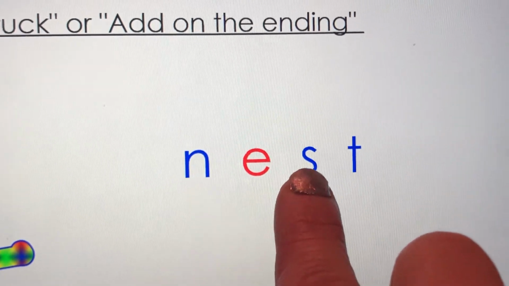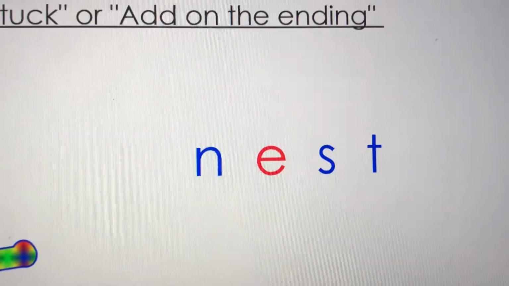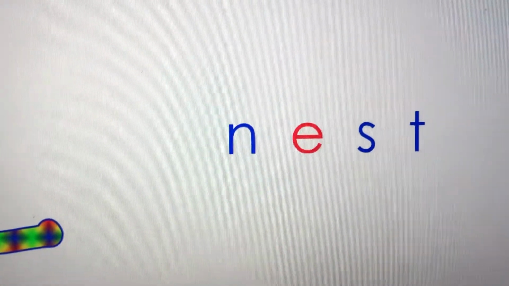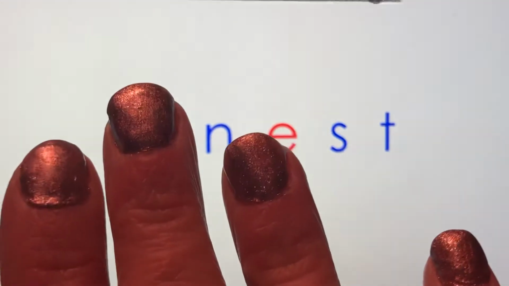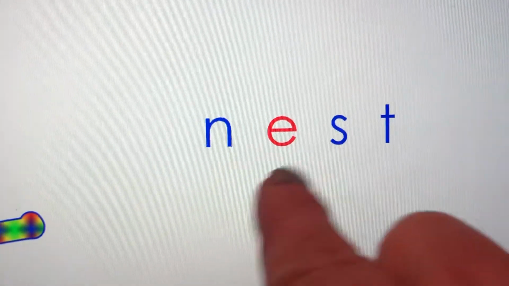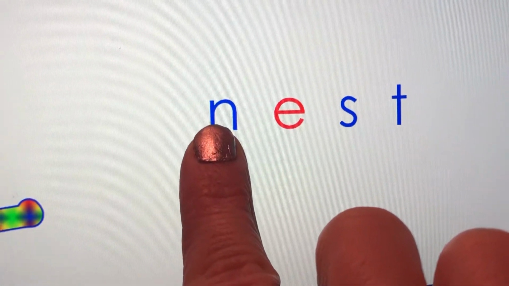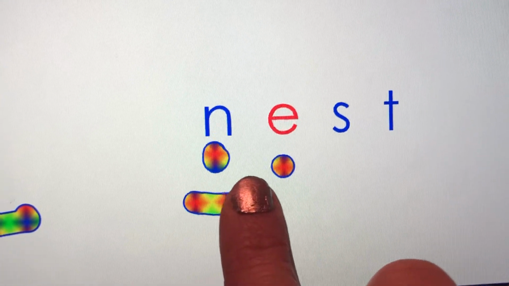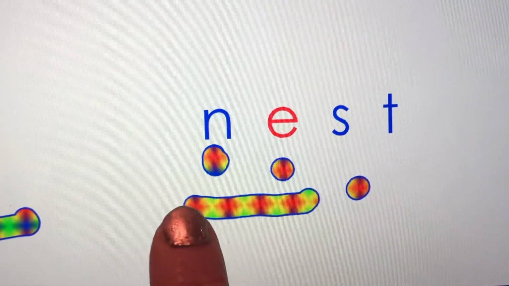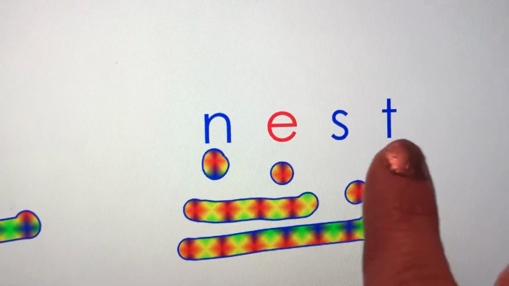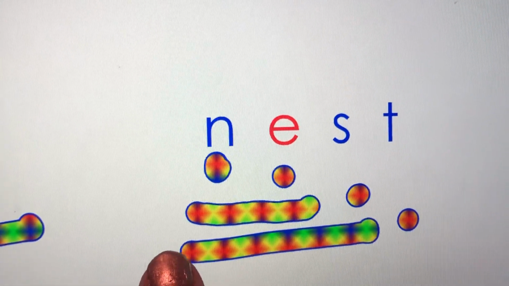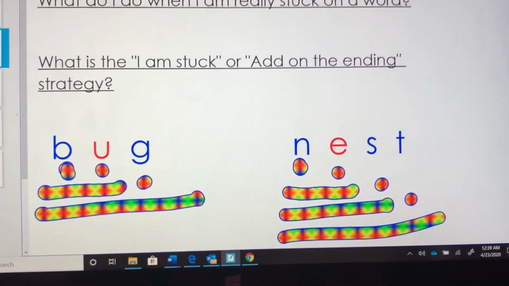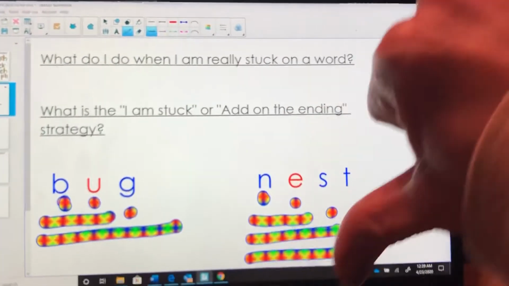Okay, so it'd be st. So here's what the I am stuck or the add on the ending strategy would look like and sound like with a word that has 4 letters and an ending blend. Okay. N, e, ne, s, nest, nest. It's nest. Did I get it right? Give me thumbs up or thumbs down, boys and girls.